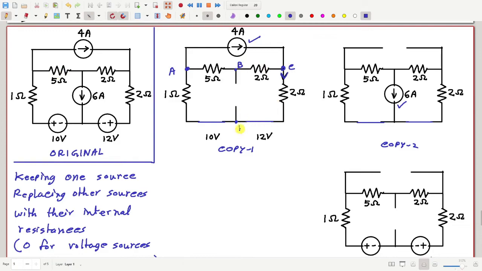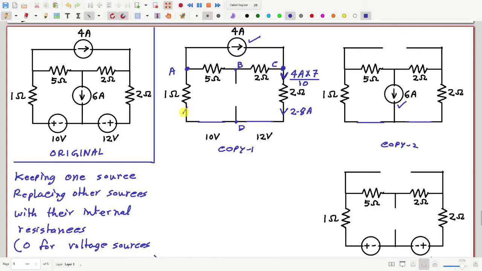C, D, etc. So at node C, we can apply the current divider rule. You have 2 paths. One has 3 ohm resistance, another has 7 ohm resistance. If you apply the current divider rule, I hope you know. If not, you may ask me, no problem. Then this current is the total current 4 ampere multiplied by the resistance of the other path, which is 7, divided by the total resistance of the 2 paths, which is 10. So how much is this current? 2.8.